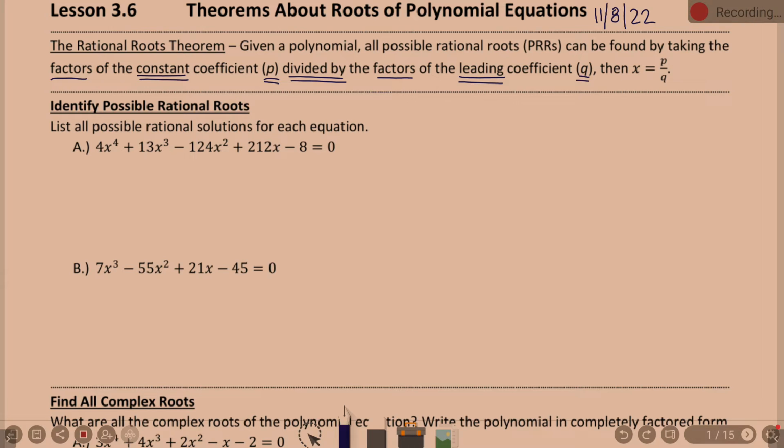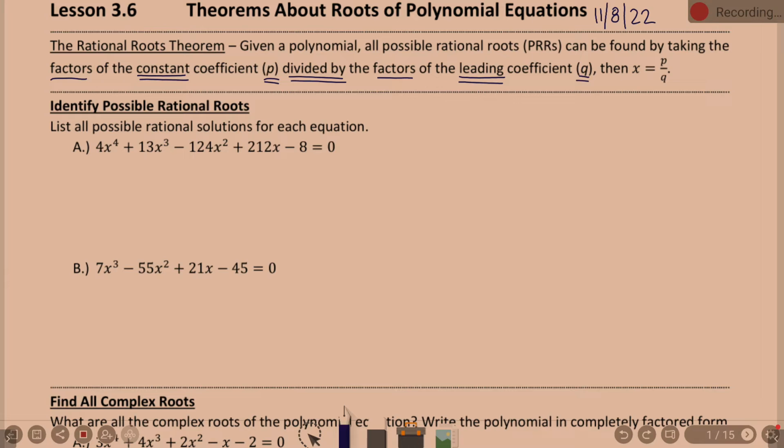What we're doing here is identifying all possible rational roots, or potential rational roots. They might be solutions. They might just be extra values that aren't actually solutions. And so that's what we're looking at. On this first set of examples, we're just going to list all of them. We're not going to do anything with them. We're just going to list our possible solutions. When we get to the next part, we'll look at how we can use them.